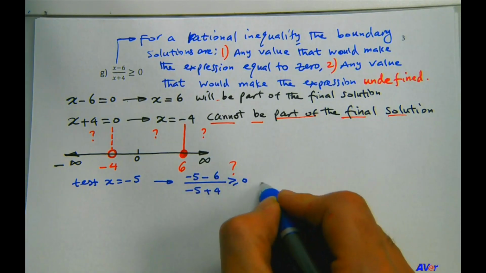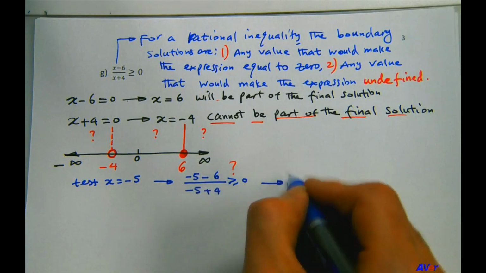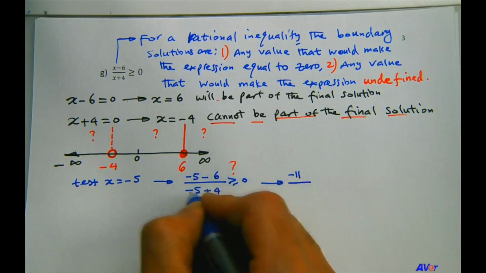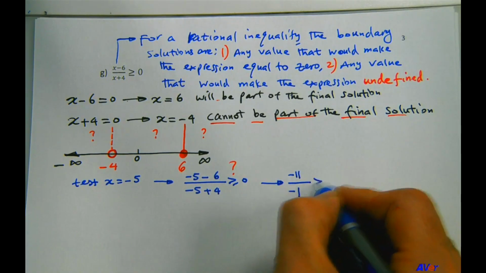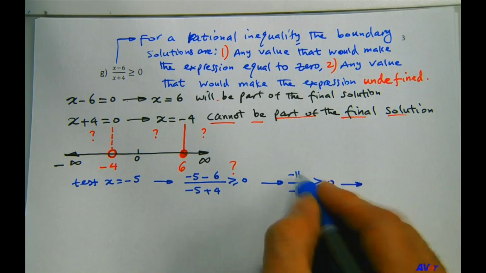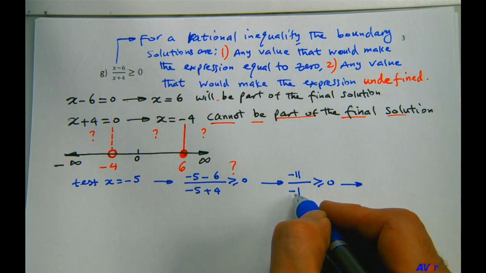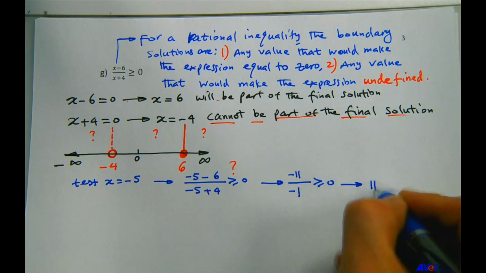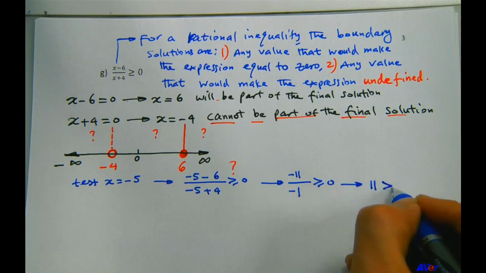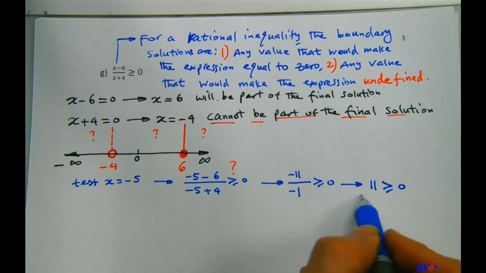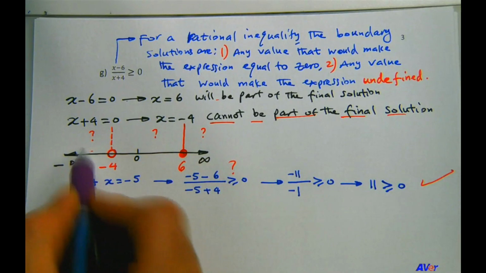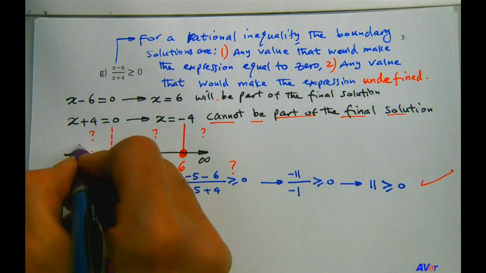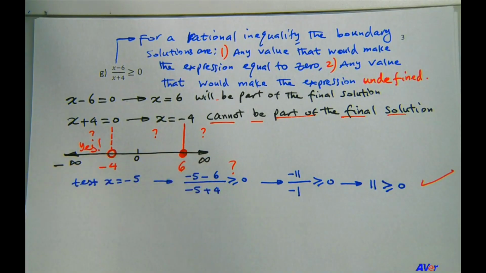Okay, so let's simplify things. Negative 5 minus 6 is negative 11 divided by negative 5 plus 4. That's negative 1. Negative divided by negative. That's a positive. That's a positive value, right? So positive 11 greater than or equal to 0. Is that statement true? Absolutely. So yes, this region is part of the solution.